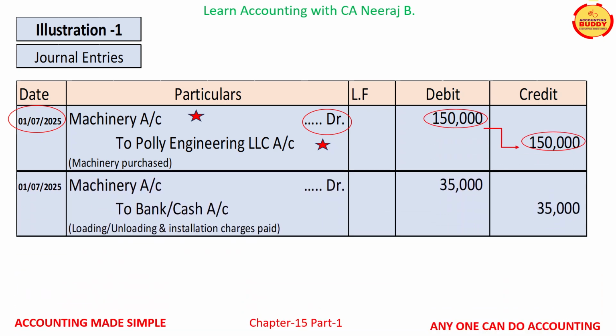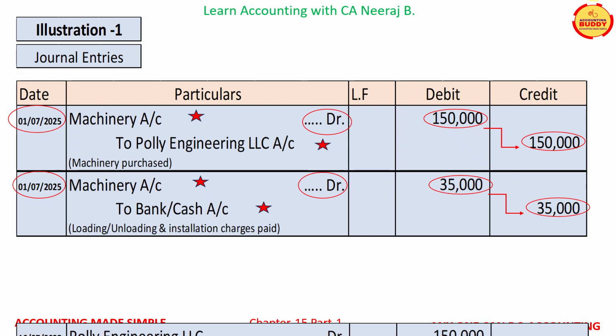On the same day, that is 1st of July 2025, business paid loading, unloading and installation charges for the machinery purchased. The two accounts affected by this transaction are machinery account and the bank account. Machinery account will be debited and the bank account will be credited by $35,000.